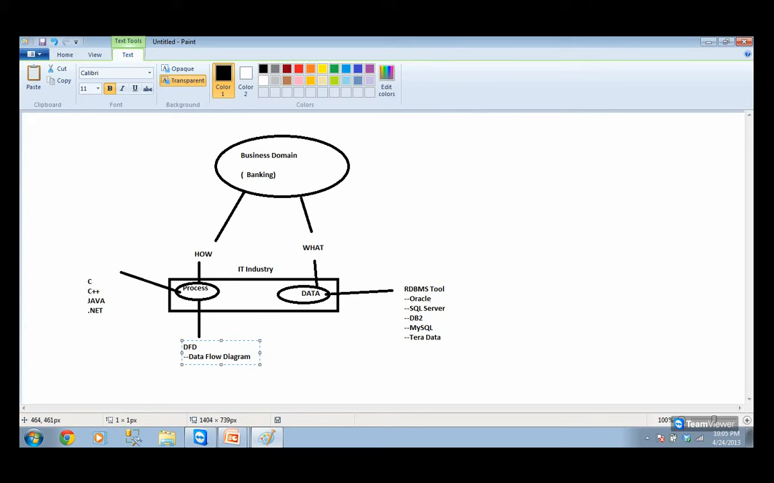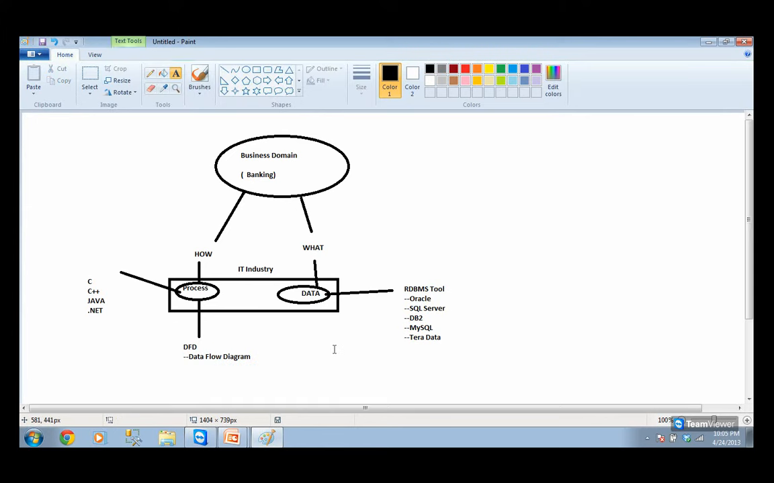For example, I would like to understand how the funds will be sent from one account to another. You give me a diagram. So that diagram will explain to you the process. Okay. So the DFD will be a diagram like that. I would like to understand a company's data, but how do I understand? Is there any process? Yes, the process is called ERD.